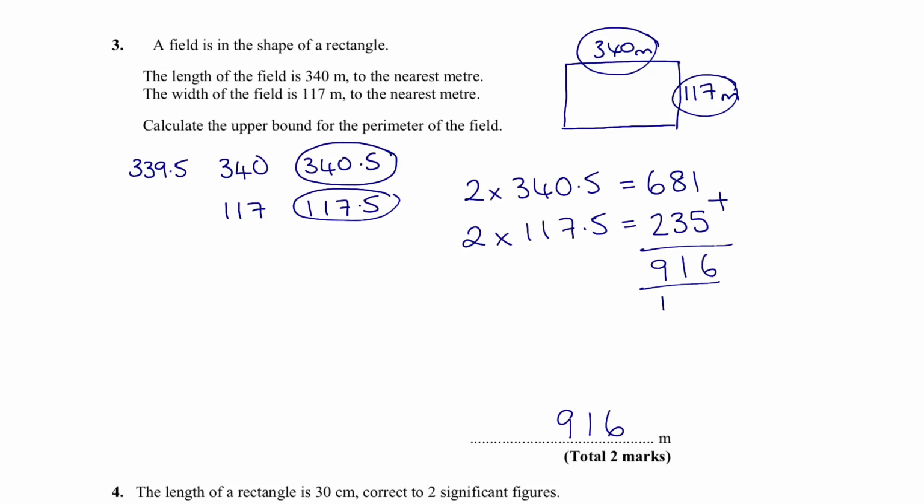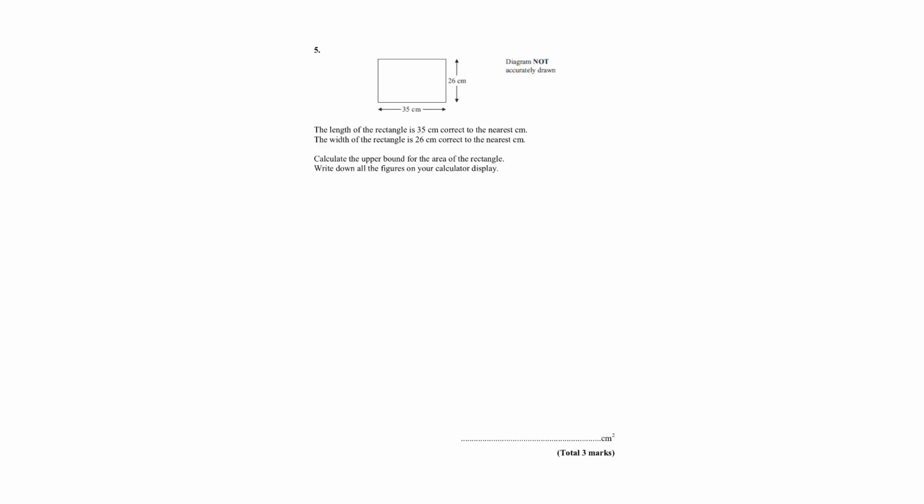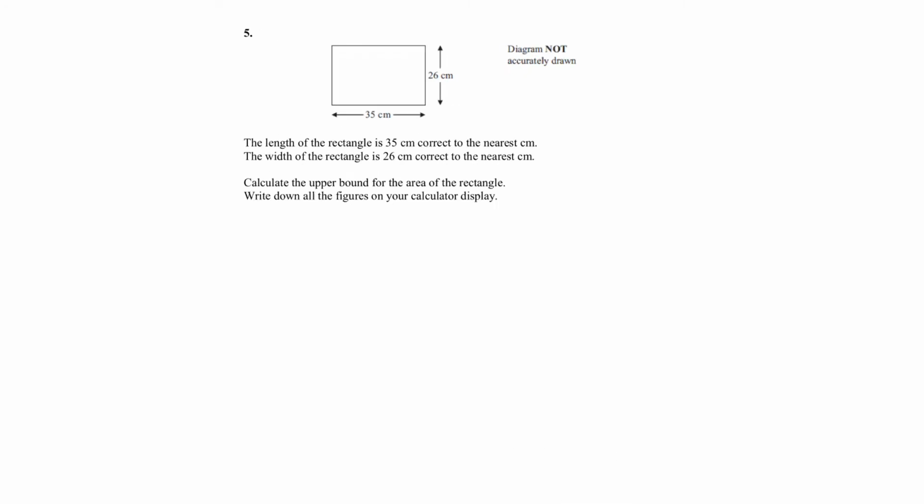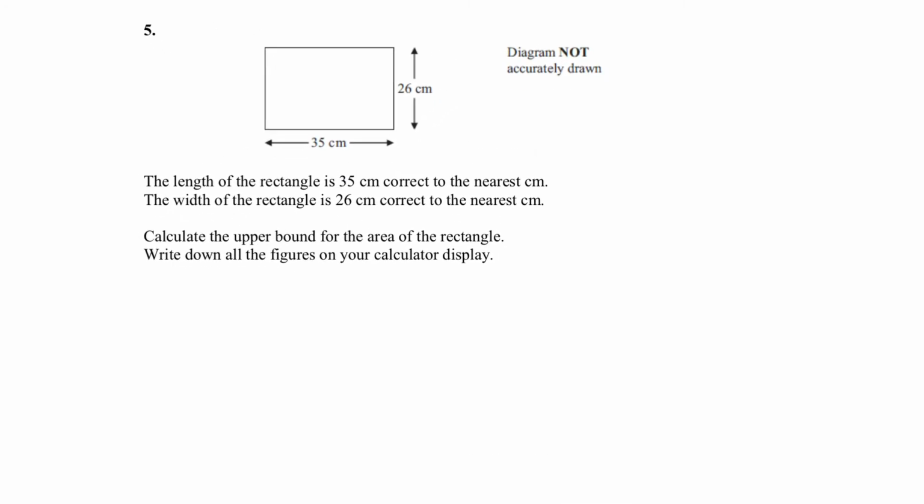And I'm just going to show you one more question. We'll use this one. So the length of the rectangle is 35 centimetres, correct to the nearest centimetre. The width of the rectangle is 26 centimetres, correct to the nearest centimetre. Calculate the upper bound for the area of the rectangle. Write down all the figures on your calculator display. So we can see that this is going to be a calculator question. So we're wanting the upper bound.